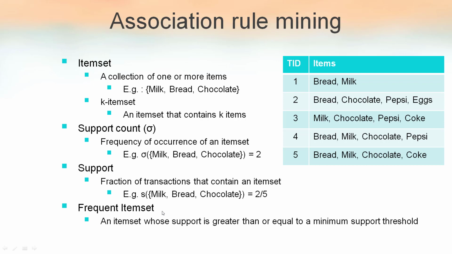Frequent item set. Frequent item set means an item set whose support is greater than or equal to a minimum support threshold. That is called a frequent item set. So the total 4 points: item set, a collection of one or more items; support count, frequency of occurrence of an item set; support, fraction of transactions that contain an item set; frequent item set, an item set whose support is greater than or equal to a minimum support threshold. The minimum support threshold is always given in the example.